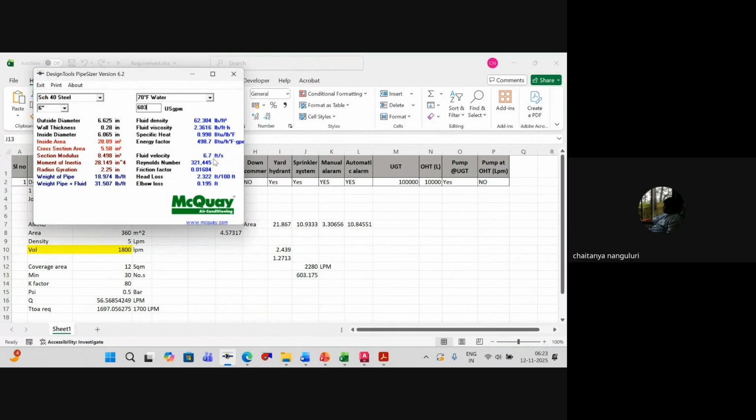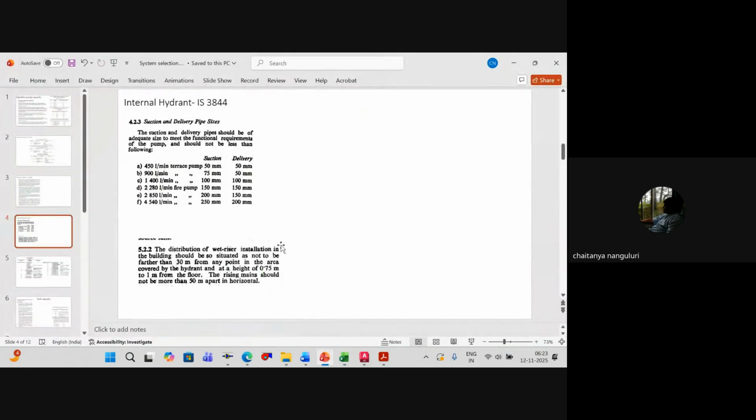Understood? Because I generally will not increase the friction beyond around 4 feet per 100 feet, I'll take 8 inches pipe size even for this. As per this one, the minimum I should have is 150, so I'm providing more than 150. If you provide 150 also, no one can say anything. But generally we try to limit the suction velocity for lesser turbulence, so we'll take 200 mm dia in this case.